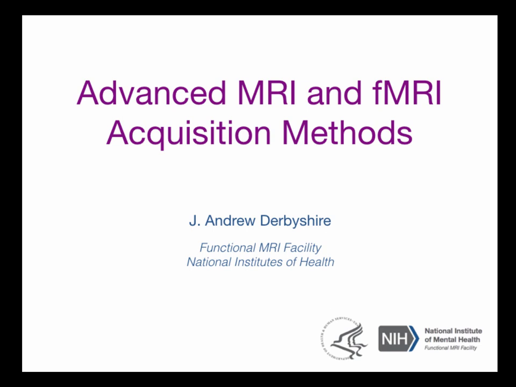So this is, I think, the fourth lecture in the summer series. My name is Andy Derbyshire. I'm a staff scientist in the functional MRI facility, and this is the talk on supposedly advanced MRI and fMRI acquisition methods. It follows on really from Vinay's talk if you were here on Wednesday, and it basically continues on with that.